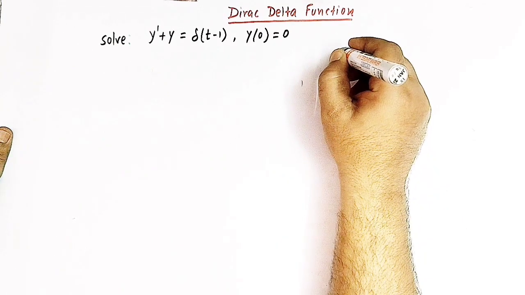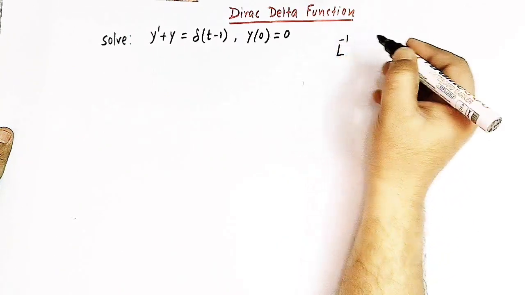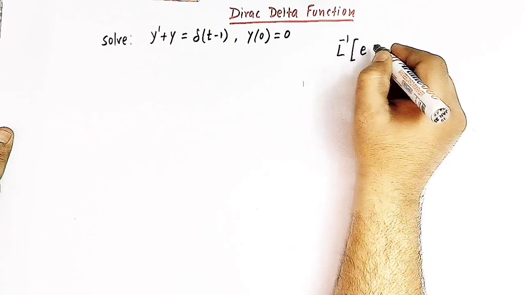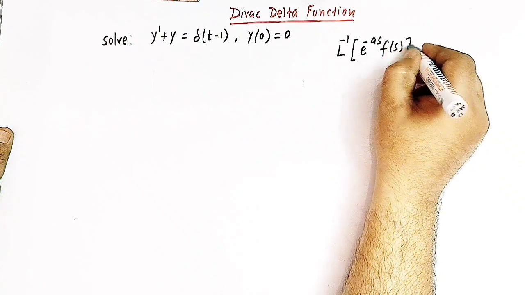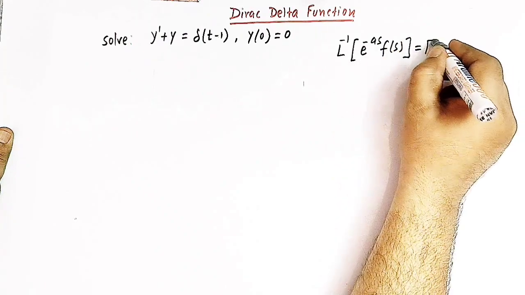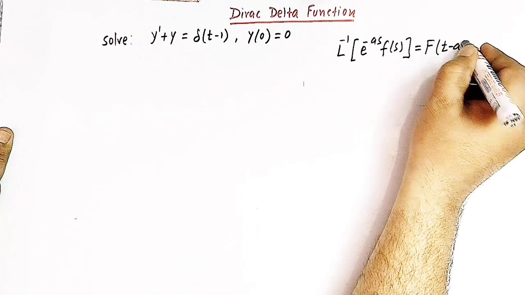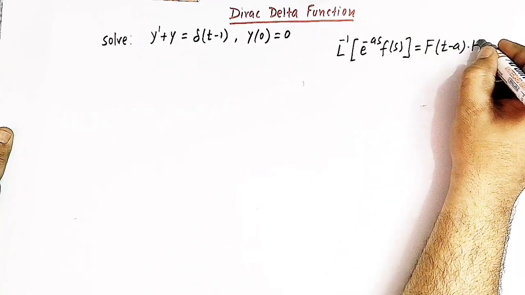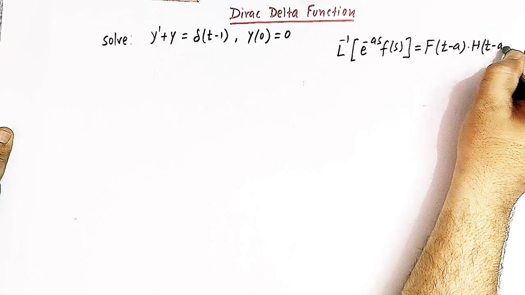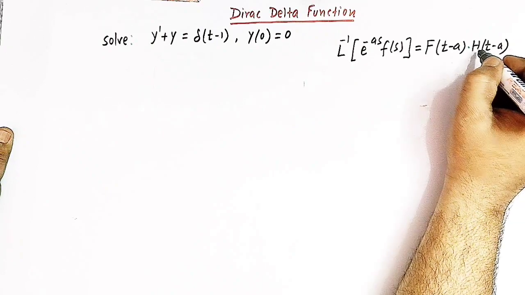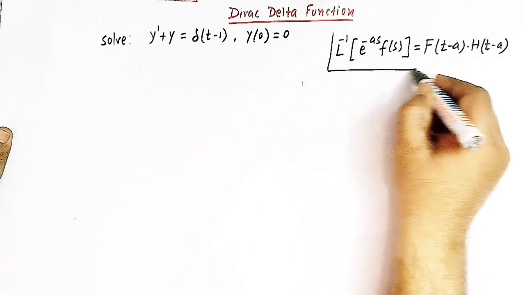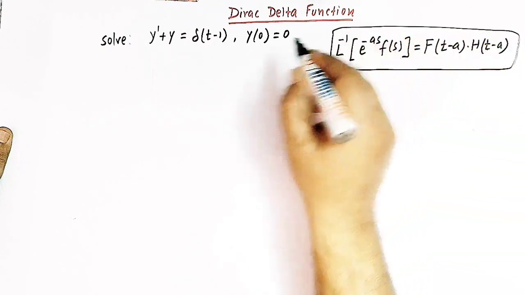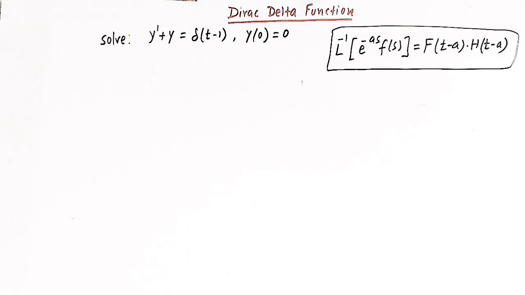The result is that the inverse Laplace transform of the function e raised to minus as times F of s is given by f of t minus a multiplied with h of t minus a, where h is the famous Heaviside unit step function. This result would be used while solving this differential equation.